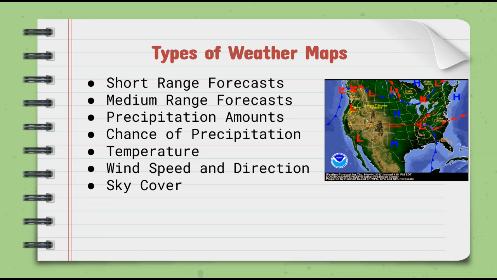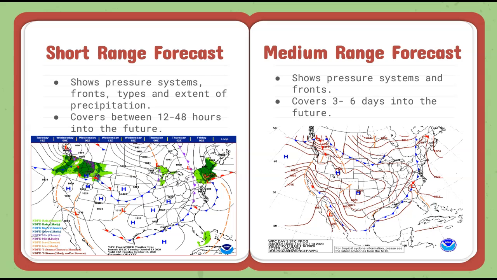You have short-range forecast maps, medium-range forecast maps, precipitation amount maps, chance of precipitation maps, temperature maps, wind speed and direction maps, and sky coverage maps. These are all useful in their own ways in helping to predict weather for a particular area. So let's take a look at the short range and medium range forecast maps.